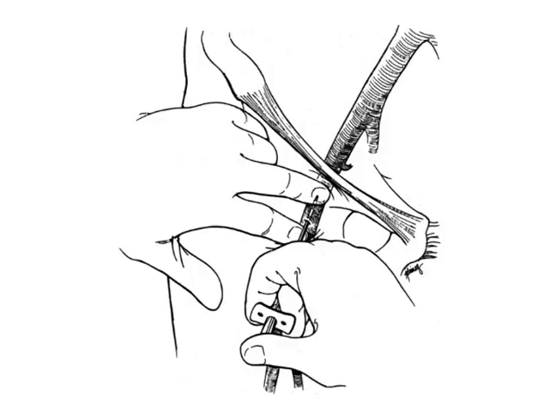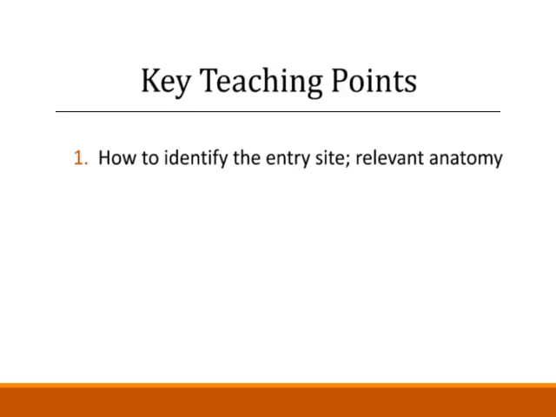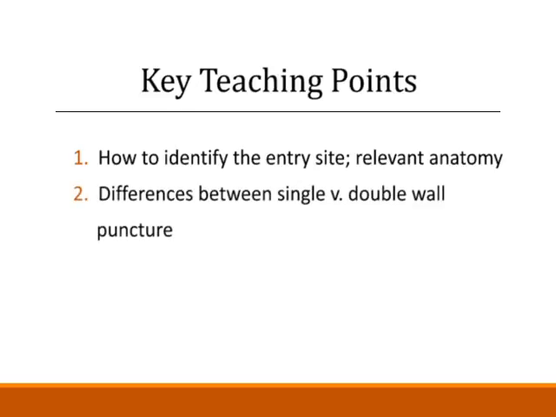However, in patients with claudication, chronic arterial insufficiency, diminished or absent pulses, or bruits over the iliofemoral area, alternate entry sites should be considered. Three key teaching points will be covered in this video. First, how to identify the proper entry site for femoral arterial access using anatomical landmarks. Second, the differences between single versus double wall puncture. And third, the procedure steps from incision to catheter insertion.